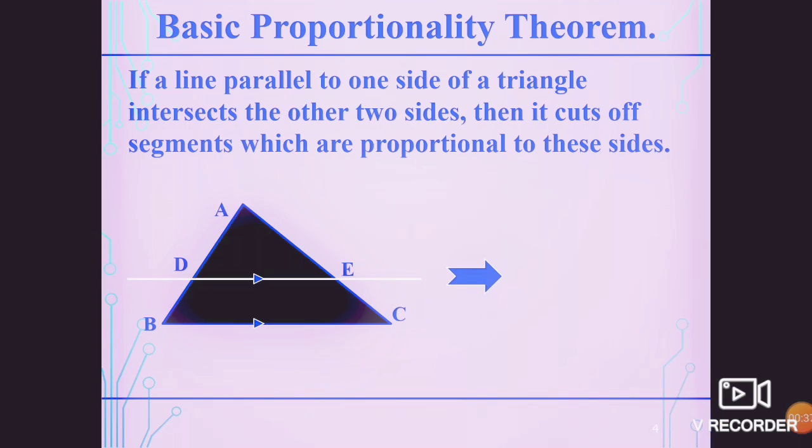Now, when the line passes through the sides of the two triangles, we can see that this line is intersecting AB at D and AC at E. According to the Basic Proportionality Theorem, or Thales theorem, who proposed it, AD by DB will be equal to AE by EC.